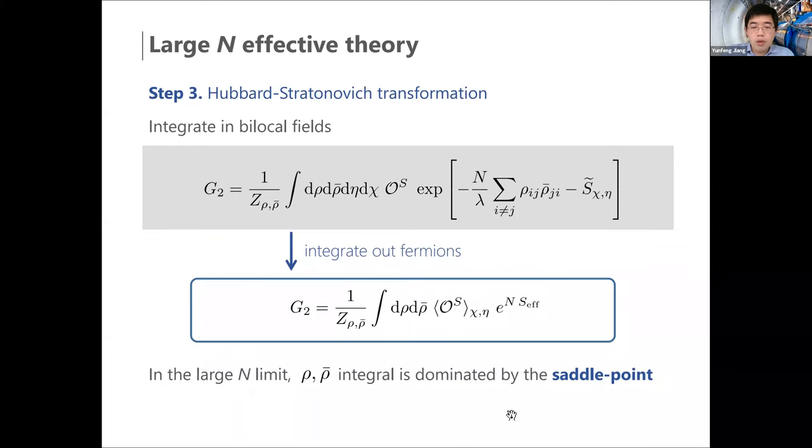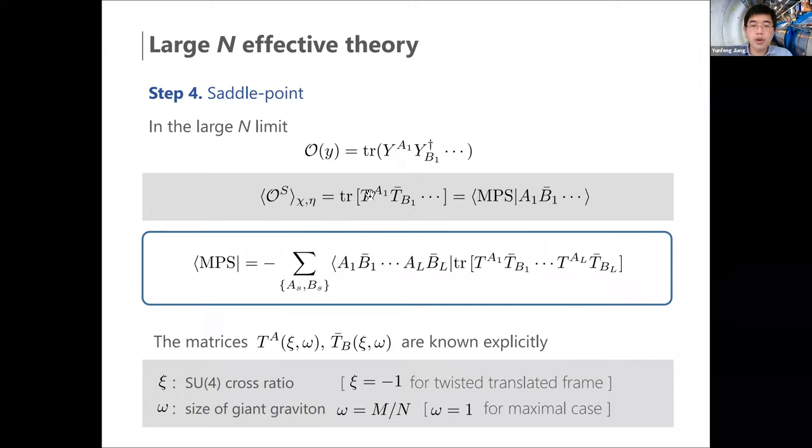And then, after we use the saddle point equation, this guy before was written in terms of fermions, but once you integrate out fermions, this is given in terms of rho. And then you can just plug in the saddle point value for this rho. So this will give you the following expression. So to sum up, after this whole procedure in the large N limit, what we obtain is that if you start with this operator O_Y, this trace Y_A, Y dagger B1, and so on, then at the end, you obtain the trace of some matrices T_A1, T_B1 bar.